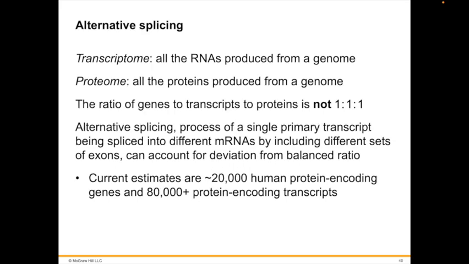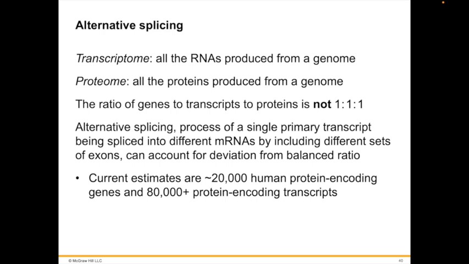We call all of the RNAs produced from a genome the transcriptome, and all the proteins produced from a genome the proteome. If every gene was spliced to include all exons, then the number of genes and transcripts and proteins would be equal. Unfortunately, it is not so simple. A single primary transcript can be spliced into different mRNAs by using a different set of exons, a process called alternative splicing.